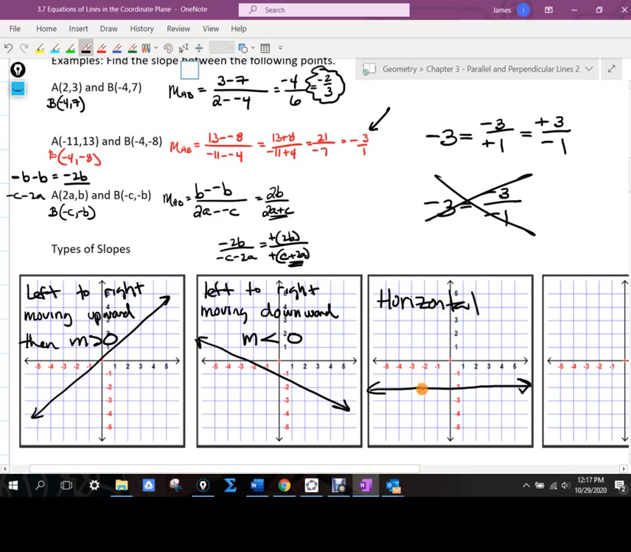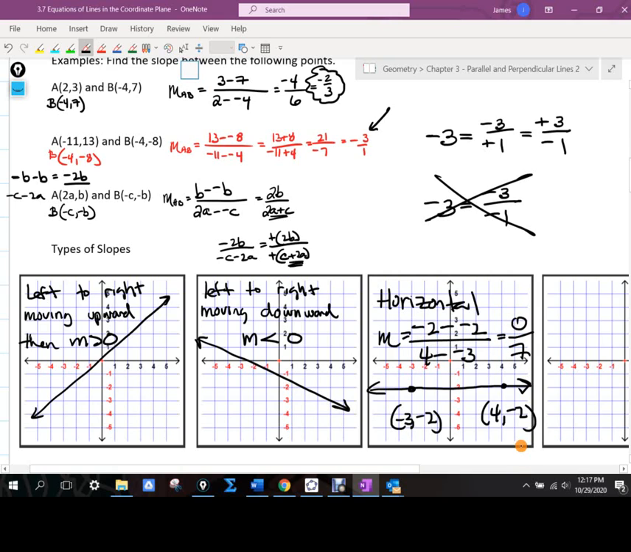Okay, now think about what we're doing here. If I've got a point right there, that point would be -3, -2, and I've got a point over here, I'll just say is 4, -2. If I'm doing the slope, it would be -2 minus -2 over 4 minus -3. What's -2 minus -2? 0. What's 4 minus -3? 7. What's 0 divided by 7?